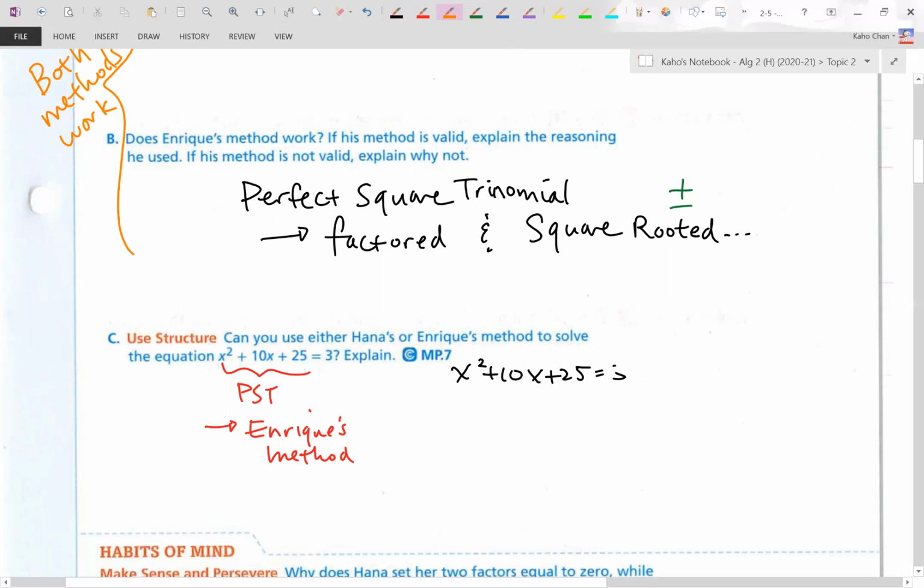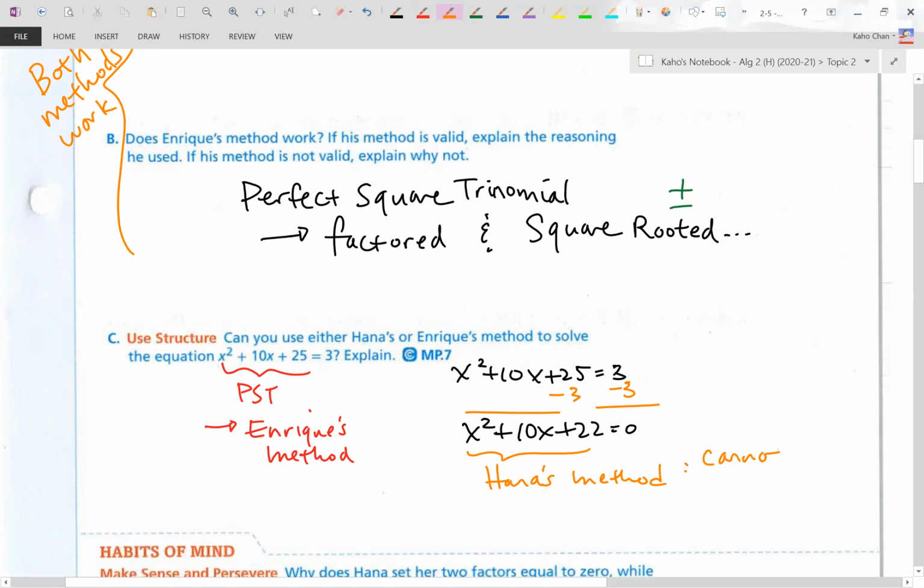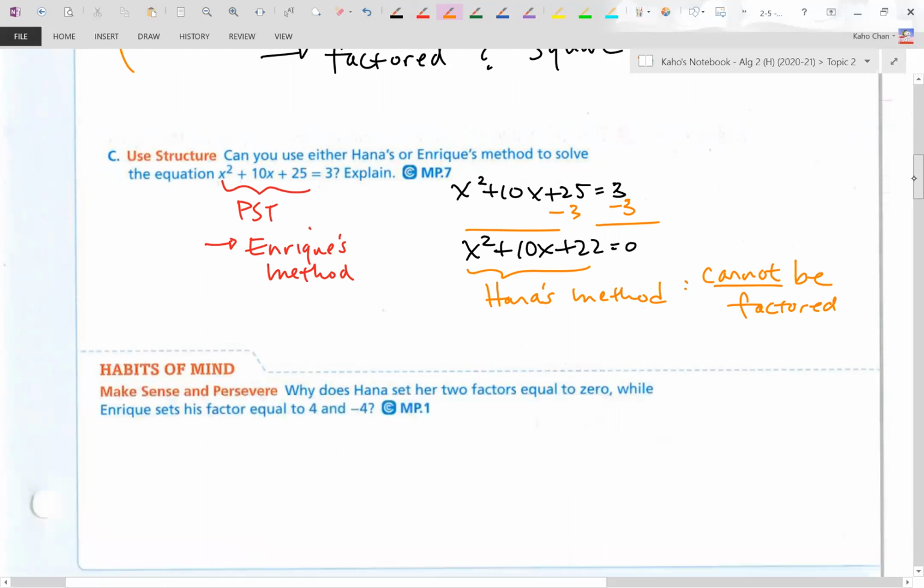If I subtract 3 from both sides, I'll get a quadratic, x squared plus 10x plus 22. Unfortunately, 22 can't be factored nicely. So there are situations where Hannah's method produces something where it cannot be factored nicely. So in this case, Enrique wins. Well, not really winning, but his method works.